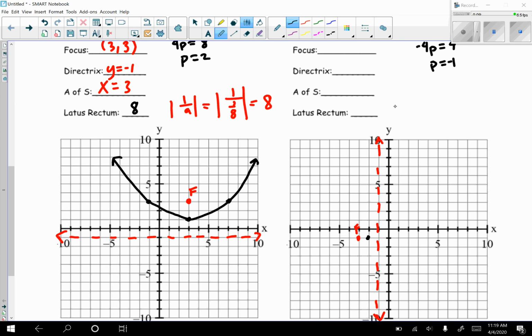So we have the focal width equal to 1 over the absolute value of a. For this, we have 1 over -1/4, which is equal to 4. So from the focus, we're going to count up 1, 2, and down 1, 2. So the distance from here to here is 4.